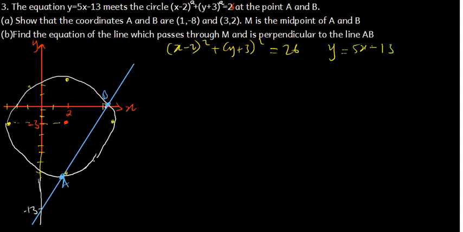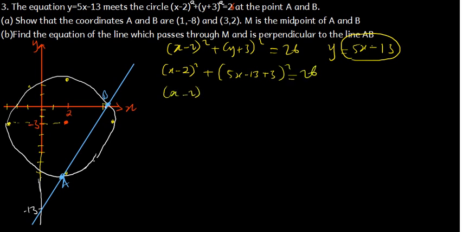Now since these lines are intersecting, that means at the point where they intersect, the y value and the x value is going to be the same. So in this equation where there is y on the circle, we're going to put 5x minus 13. So this will give us x minus 2 squared plus, where there is y now we are putting 5x minus 13, and remember that is plus 3 squared, and that should be equal to 26. So this is x minus 2 squared plus, this is going to give us 5x minus 10, squared, is equal to 26.